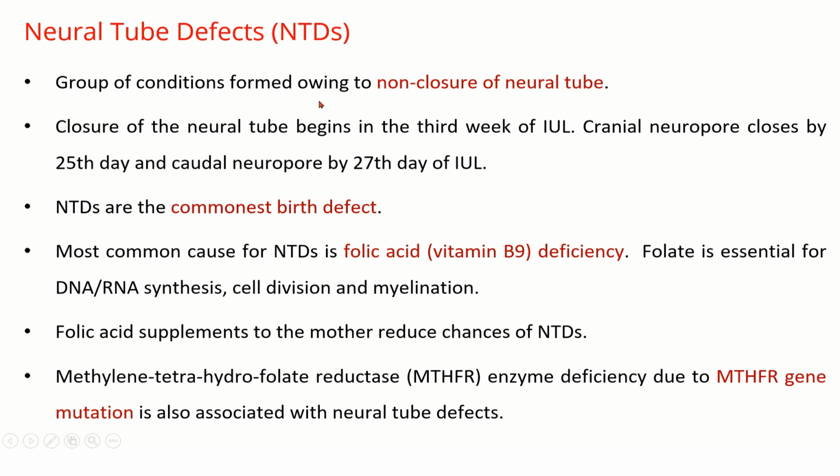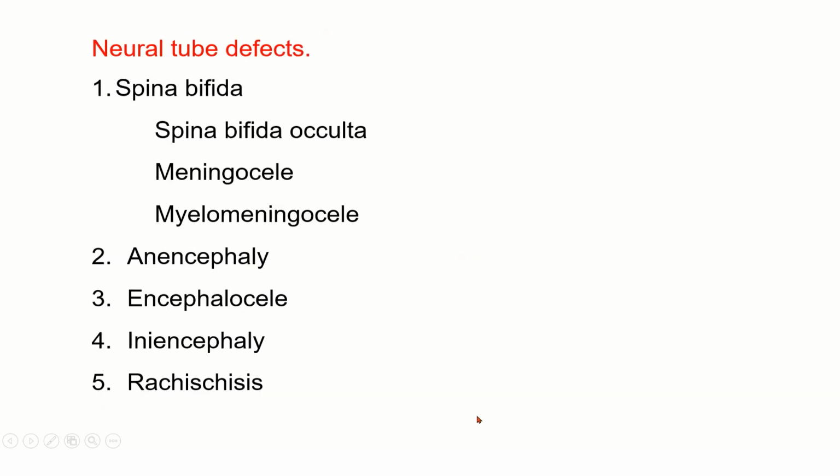So neural tube defects. These are the group of conditions formed owing to the non-closure of neural tube. Closure of neural tube, as I said earlier, cranial neuropore closes by 25th day and caudal neuropore by 27th day. So these are the commonest birth defects. They occur due to deficiency of folic acid, which is important for DNA and RNA synthesis, cell division and myelination. Folic acid supplementation to the mother reduces the development of neural tube defects. The main defect is in the methylene tetrahydrofolate reductase enzyme deficiency, which is associated with the neural tube defects.